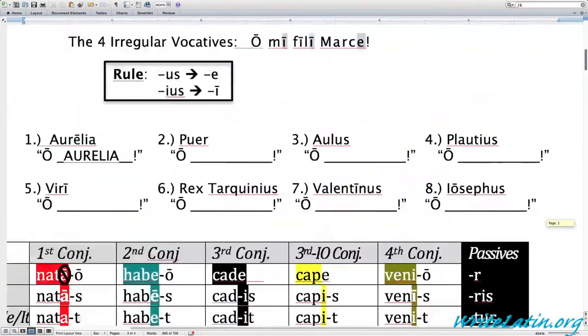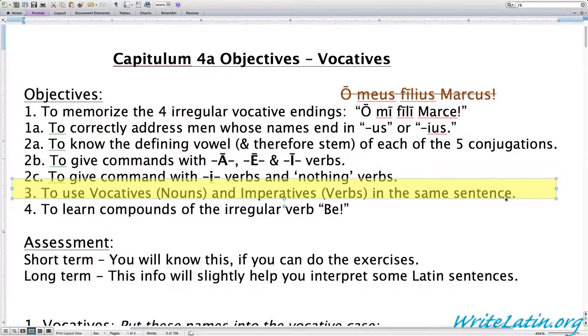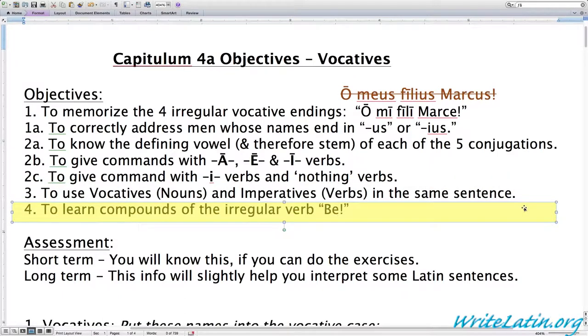So hopefully you have accomplished objective number 3, to use both vocatives and imperatives in the same sentence. Ask your teacher if you'd like more practice on that. He or she can probably give you more. Now we're going to go on to objective 4, to learn compounds of the irregular verb to be.